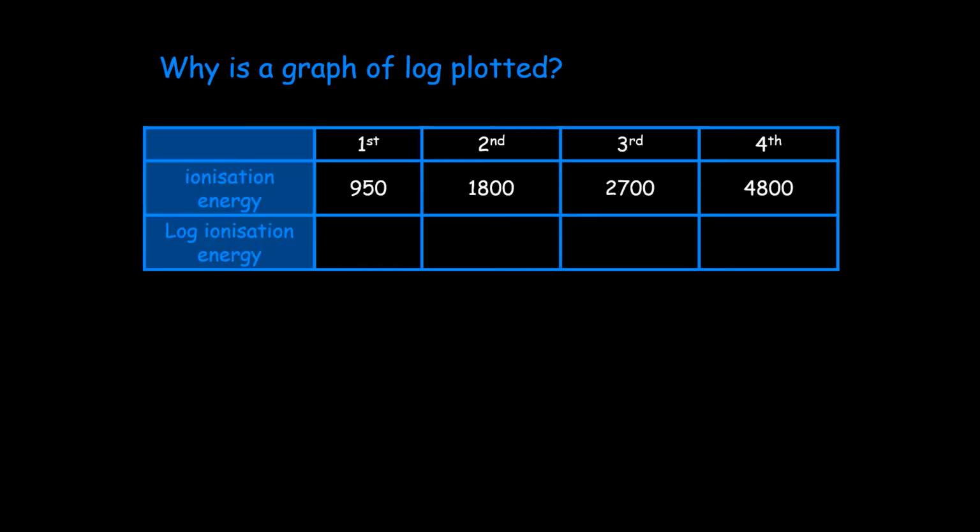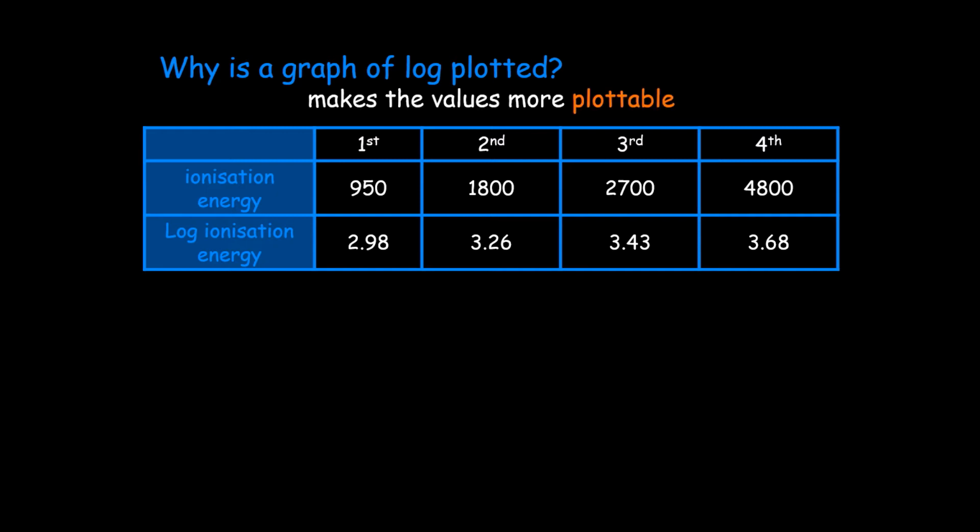Well, if we have a look at these ionization energy values, and then into your calculator, you press the LOG button, then 950, then equals, you'll get 2.98. If you put log into your calculator, 1800 equals 3.26. And if you do the same for the other ones, we get those values. So, which is easier to plot? A graph that goes from 0 to 4800, or a graph that goes from 2.9 to 3.7? So it makes the results more plottable.